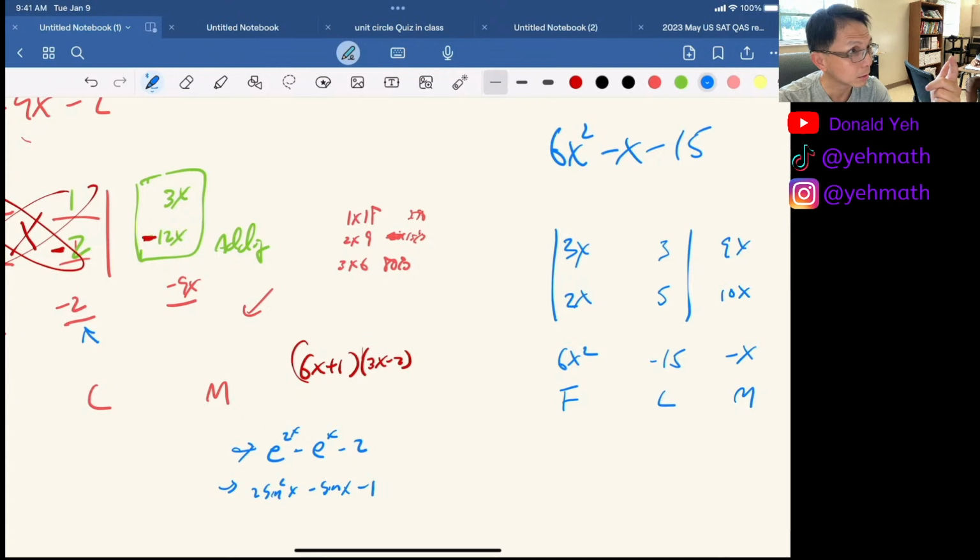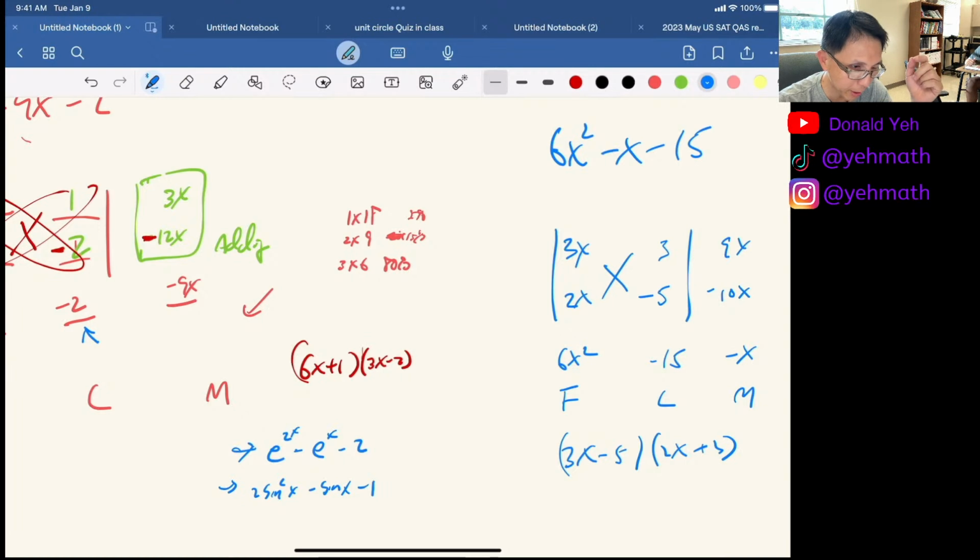Do you see that? And obviously one of them needs to be negative because 3 times 5 does not give you negative 15. So which one needs to be negative? 5 needs to be negative. Hopefully this is easier. And 2x plus 3. So pair diagonally. Make sure to pair, because it's called the box method, and just pair diagonally.